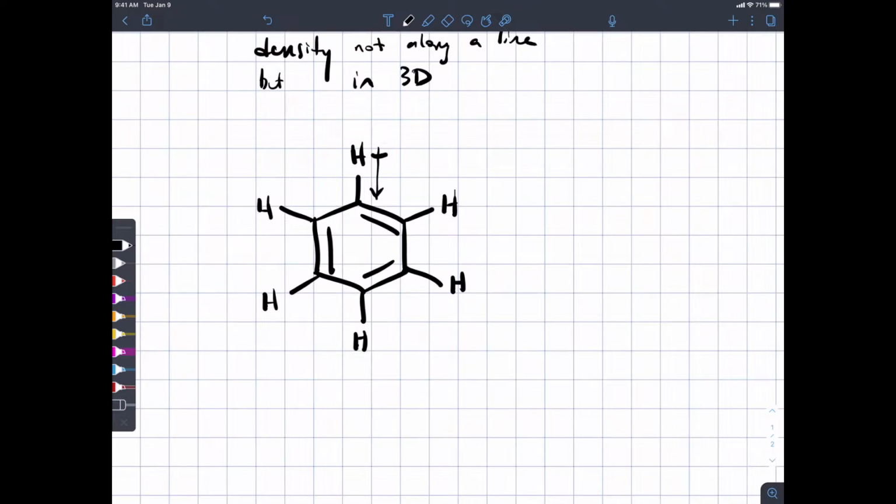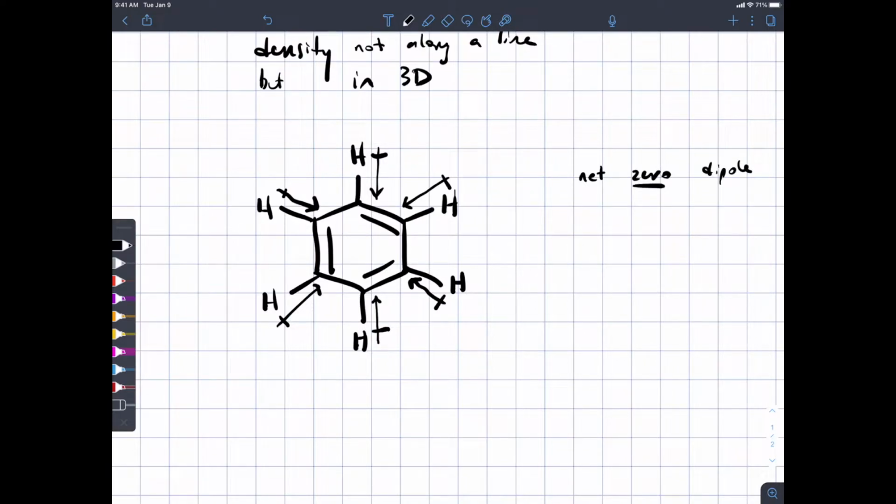Now, benzene, however, is symmetric, and what that means is that each mini carbon-hydrogen dipole is canceled out by another mini carbon-hydrogen dipole on the other side of the molecule. Okay? So each of these bonds individually is polar, but because of the symmetry of the molecule, they all cancel each other out, and overall, benzene has net zero for a dipole.